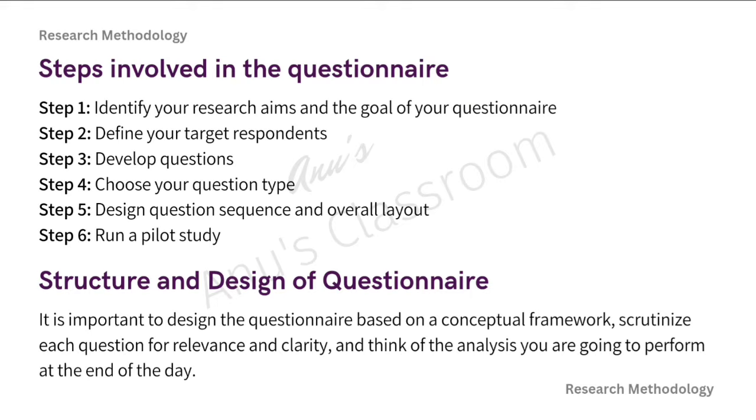If you have to outline the steps involved in creating a questionnaire, the first step is to identify our research aim and the goal of our questionnaire. Then we have to define our target respondents. Who will be our respondents? Who are we going to give this to? Are our respondents going to be school kids, college students, working people, householders, elderly people, disabled people? All these things we have to make sure of, like our target respondents, and accordingly we have to develop the questions and also choose our question type.